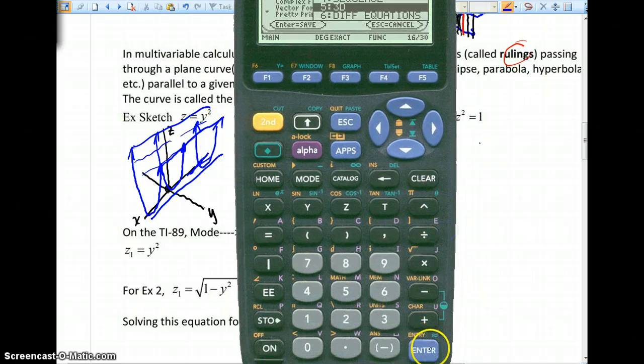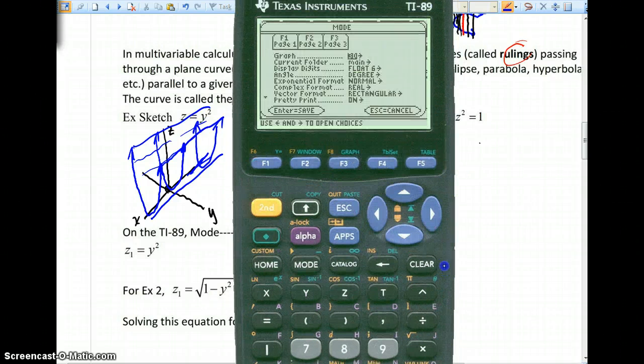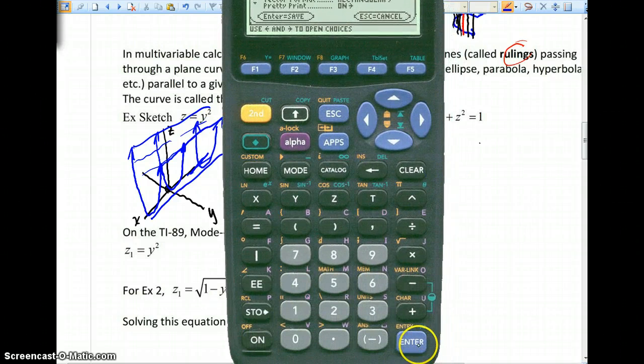You've got to hit enter. And then you have to hit enter again. You'll just notice that it's been selected as 3D, but you have to hit enter to save it.